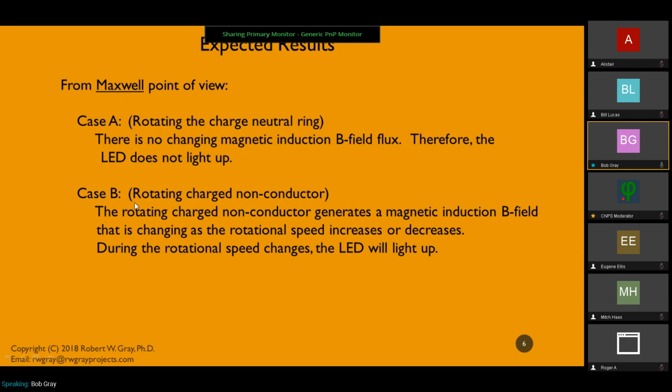However, in case B, where the non-conducting but charged up ring is rotating, that would generate a magnetic induction field, and as its rotational speed increases or decreases, there would be a change in the magnetic flux over the area defined by the conducting ring, and therefore the LED would light up. That's the way I think the Maxwell point of view would go.